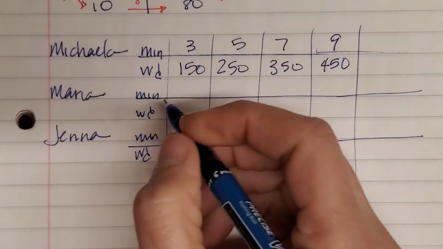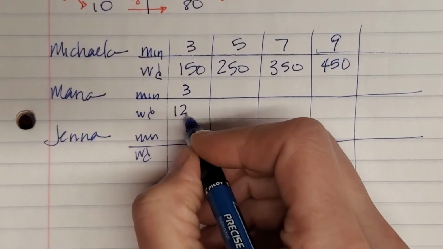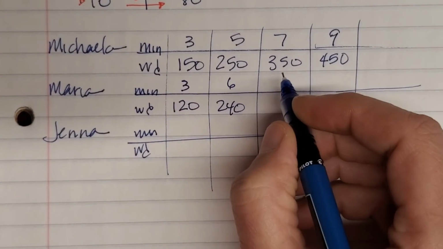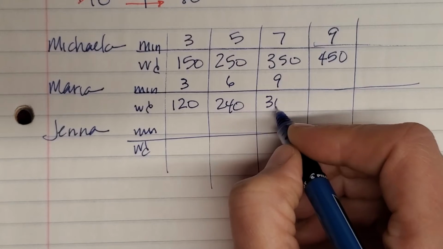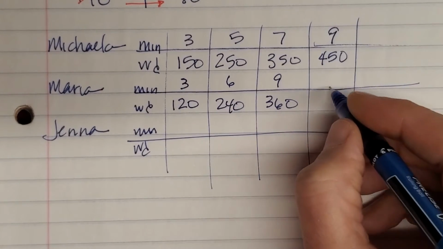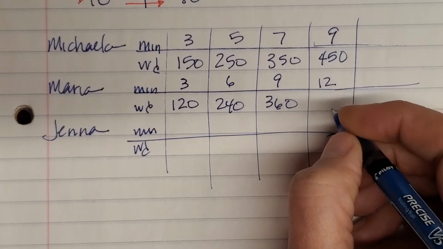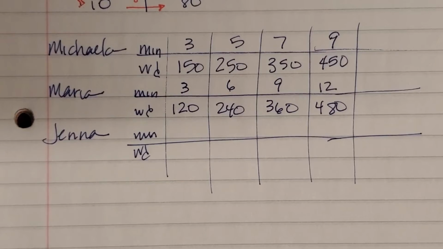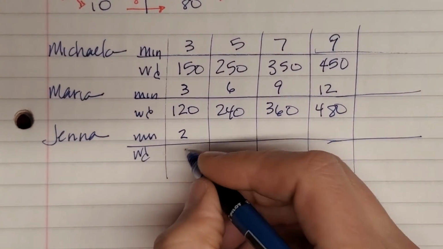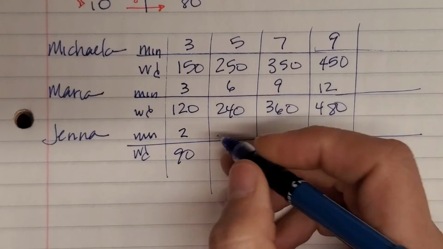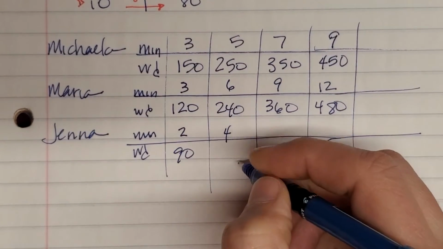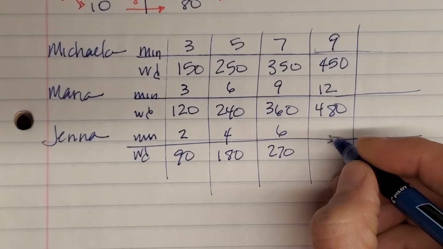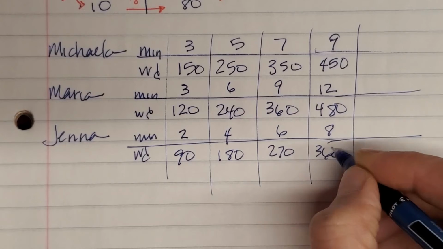Let's see what Maria could do. Maria says, okay, well, in 3 minutes, I could type 120 words. And in 6 minutes, I could type 240 words. And in 9 minutes, I could type 360 words. And in 12 minutes, seriously, 12 minutes of texting for reals, 480 words. Okay. Jenna says, well, here's my numbers. In 2 minutes, I can type 90 words. And in 4 minutes, my thumbs can push out 180 words. And in 6, 270. And in 8, 360.